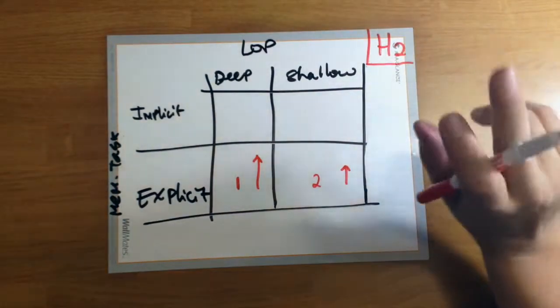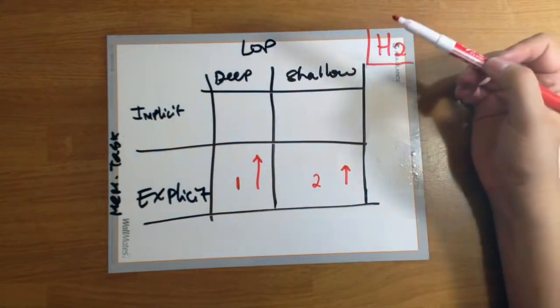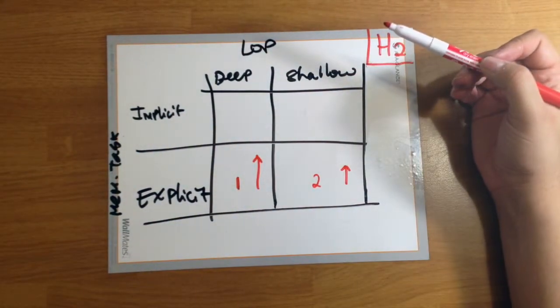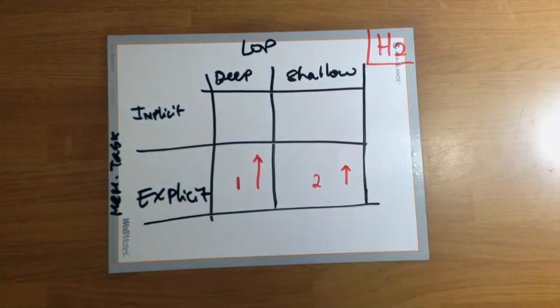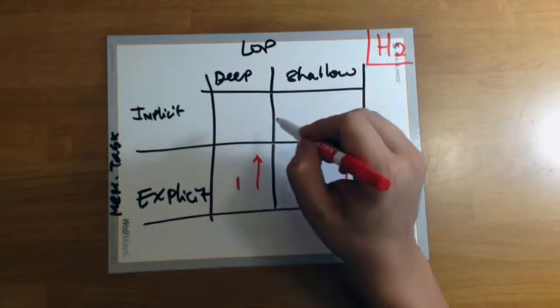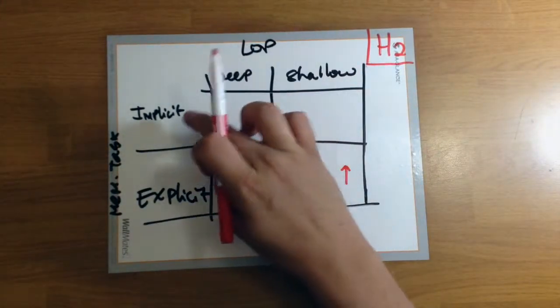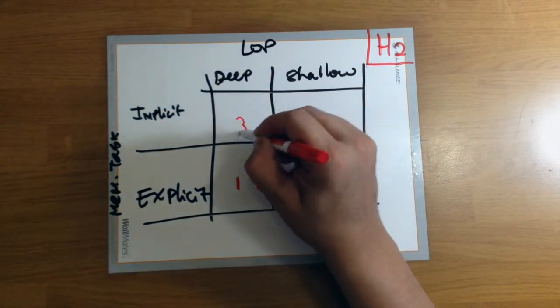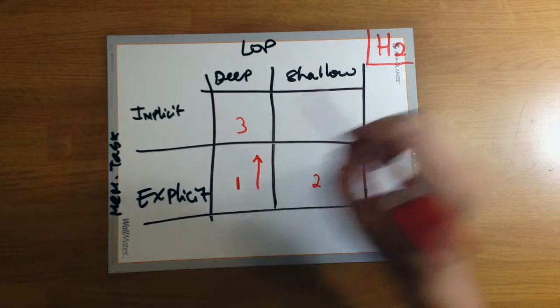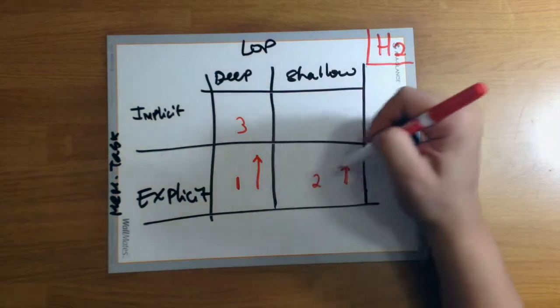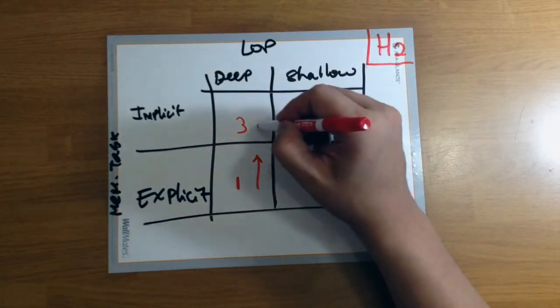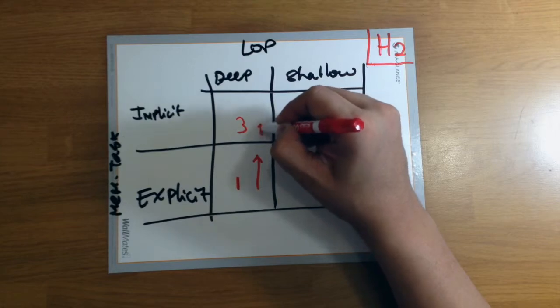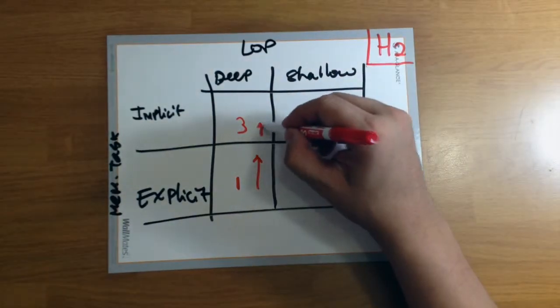Now, additionally, LOP will affect performance in implicit memory task a little less. So when it comes to implicit deep, we could call this one 3, which means it'll be strong, but not as strong as this one, so it'll be a little smaller. But there's still an effect, kind of an effect.